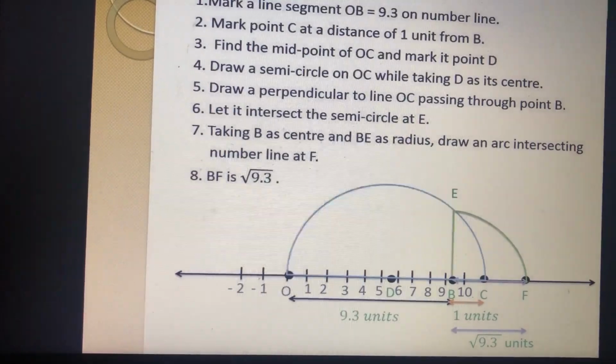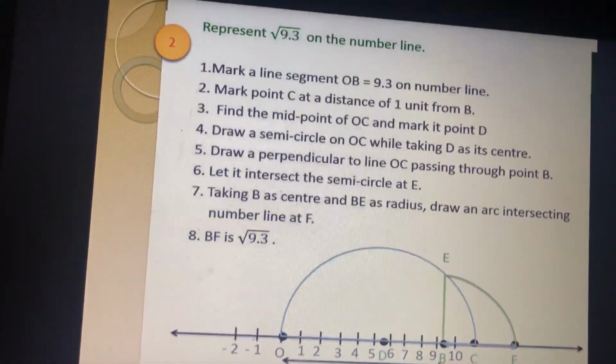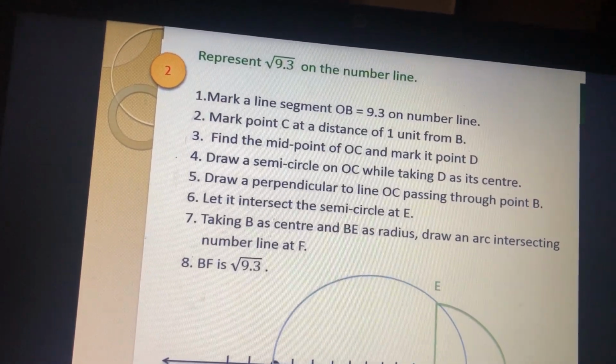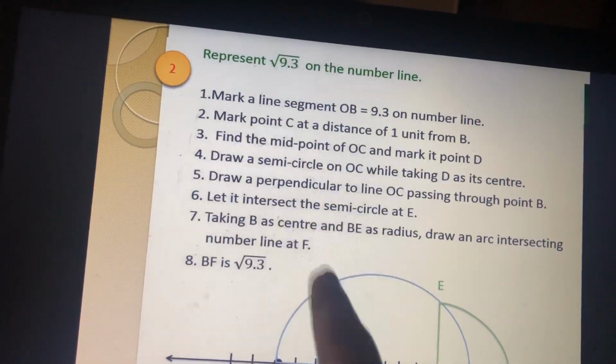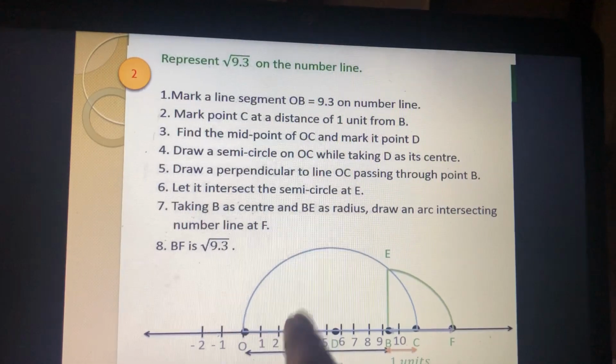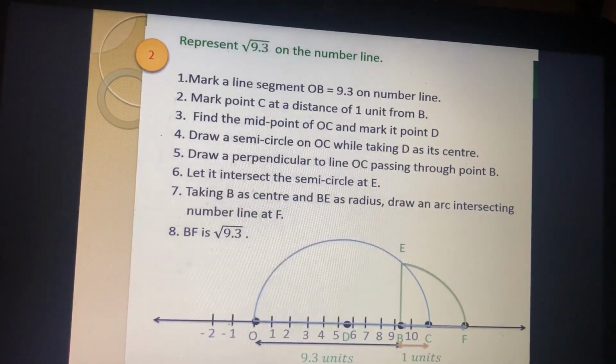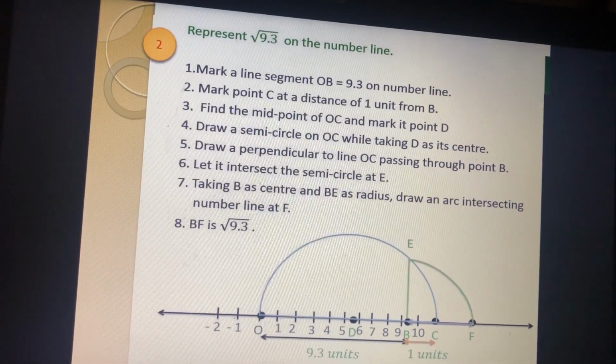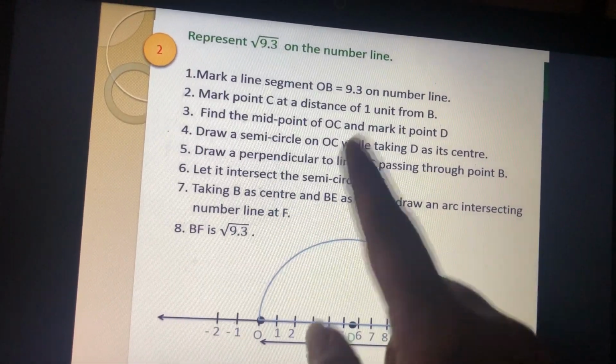Now this is the second type: root 9.3 on the number line. First of all, make a line. Here is the decimal value. In the previous example we had whole numbers, but in decimal, first of all we have to make the number line. Mark a line segment OB of 9.3.